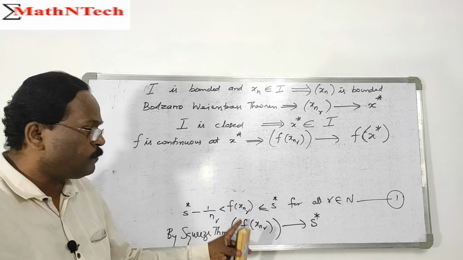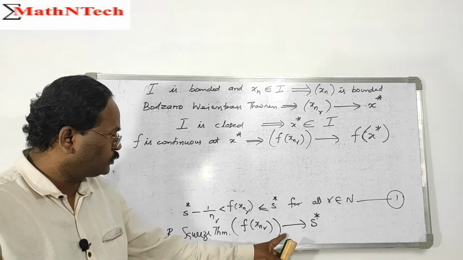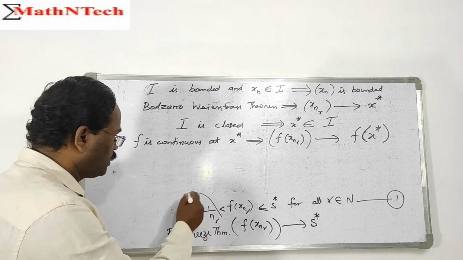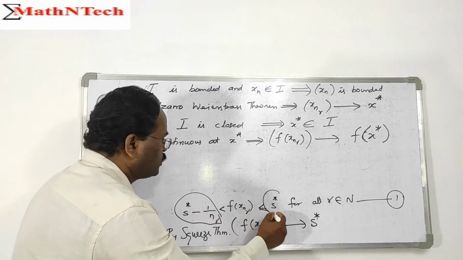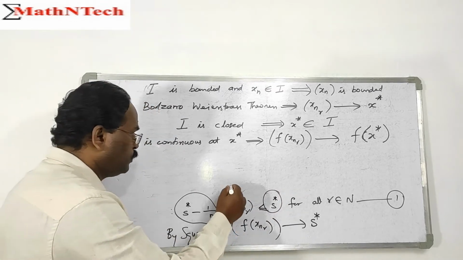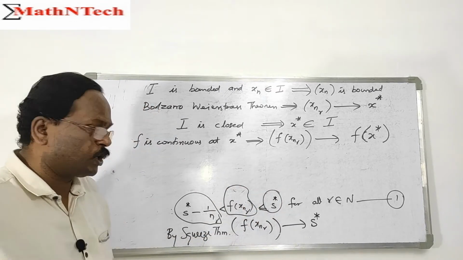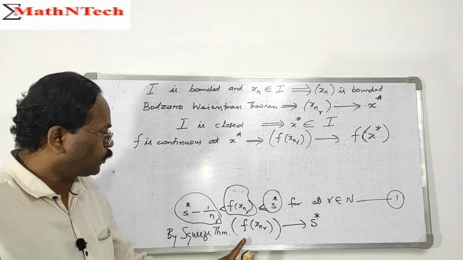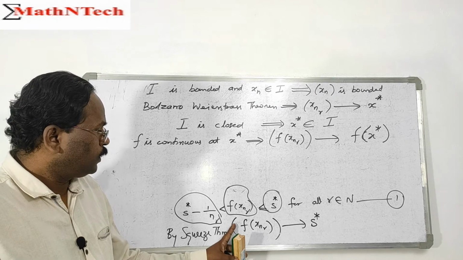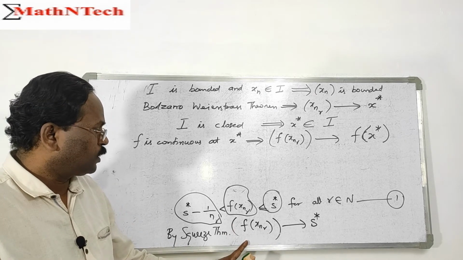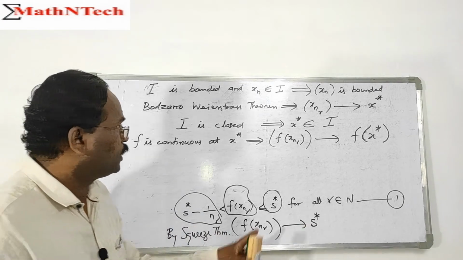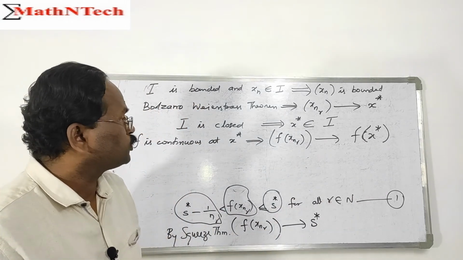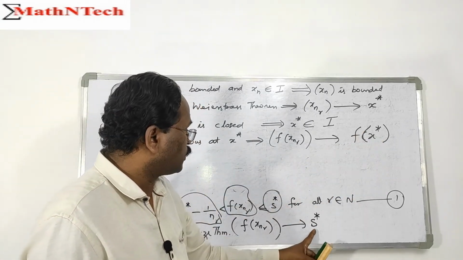So, by Squeeze theorem, the sequence f of x_nr converges to s star. Because the left part converges to s star and the right converges to s star, the middle converges to s star. That is Squeeze theorem. So, what we proved? f of x_nr converges to s star. But f of x_nr also converges to f of x star. So we get f of x star equal to s star.